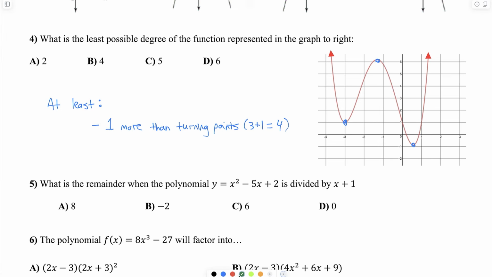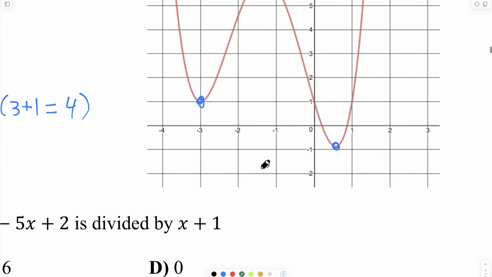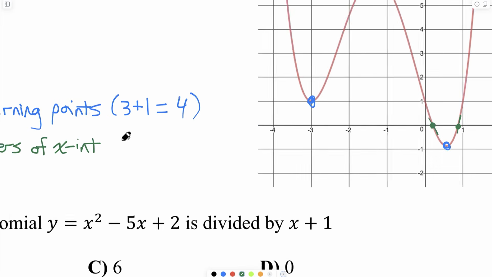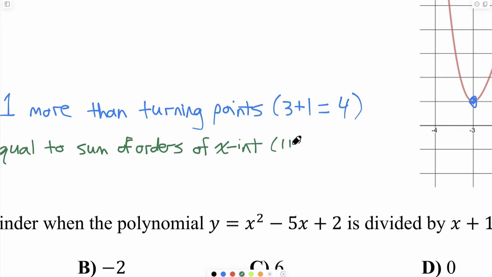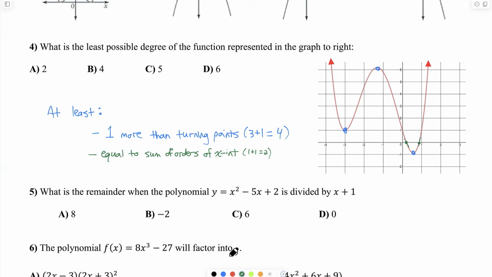But I have to check one other thing. I have to make sure that it's at least equal to the sum of the orders of the x-intercepts. If I zoom in on the graph, I see 2 x-intercepts, and both of those x-intercepts, it looks like it goes straight through like a linear function, so those are both order 1. So if I add those orders together, I get 2. When checking both of those pieces of information, whatever the bigger number is, so 4, I know my function has to be at least that degree. So it has to be at least degree 4, so my answer is B.